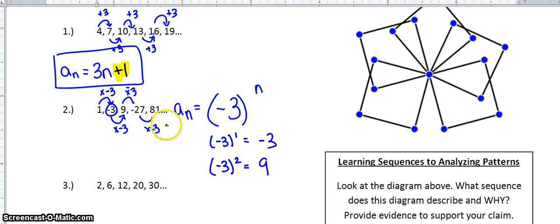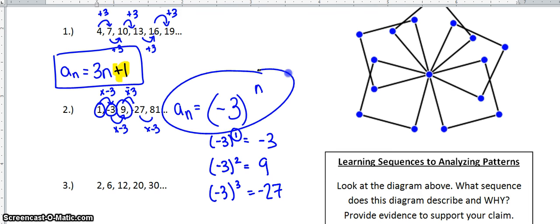If I plug in 3, so this is term 3, negative 3 to the third is going to be negative 27. Is that the function I want? No, it's not, because if I plug in 1, I should get 1, right? But I'm actually getting negative 3. So it's kind of like negative 3 to the n, but it has, again, been shifted. So the question becomes, how do I adjust this to match what I have here?